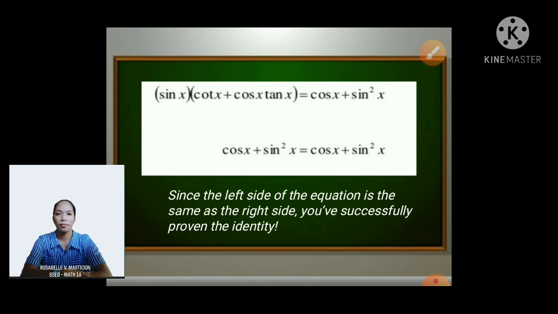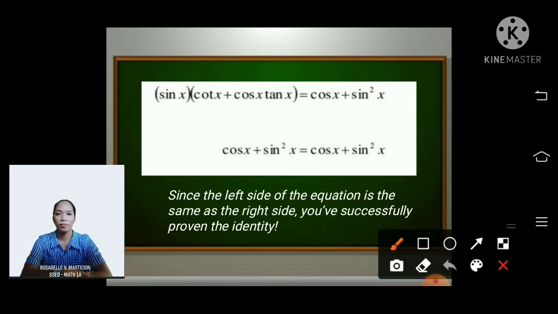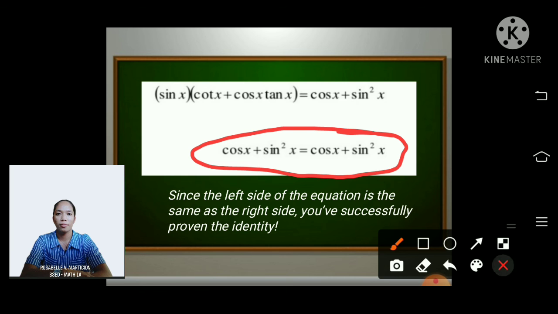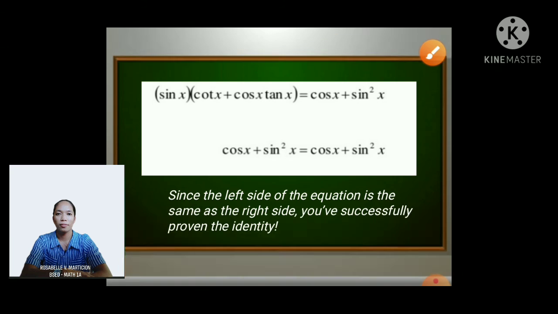Since the left side of the equation is the same as the right side, you have successfully proven the identity. So this is the answer. We have proven the first problem.